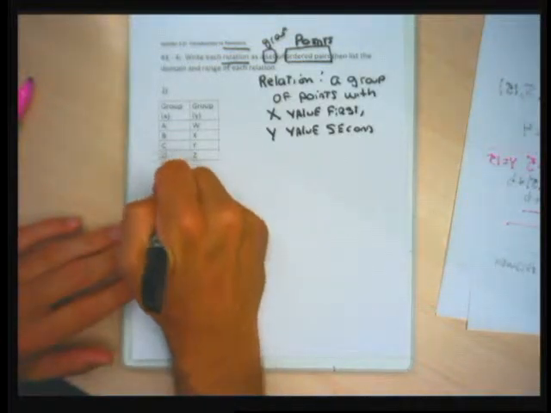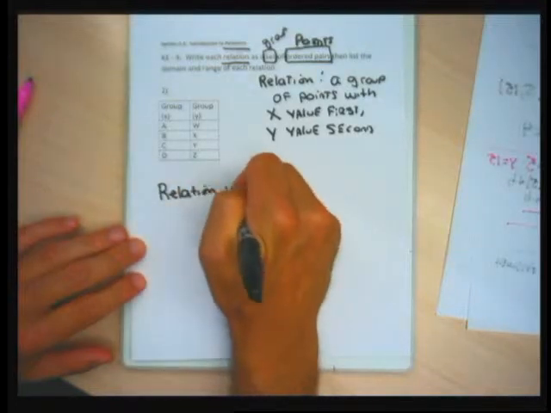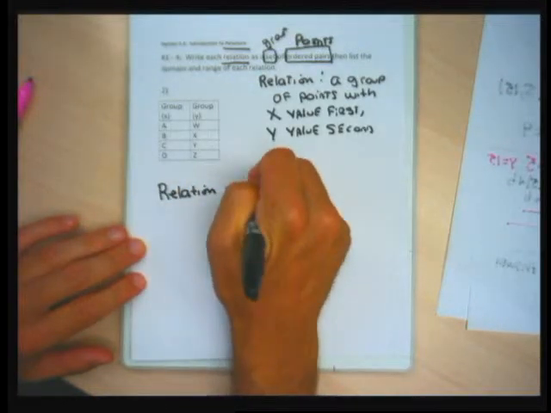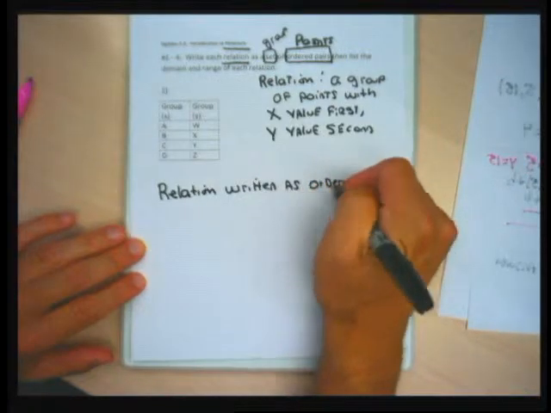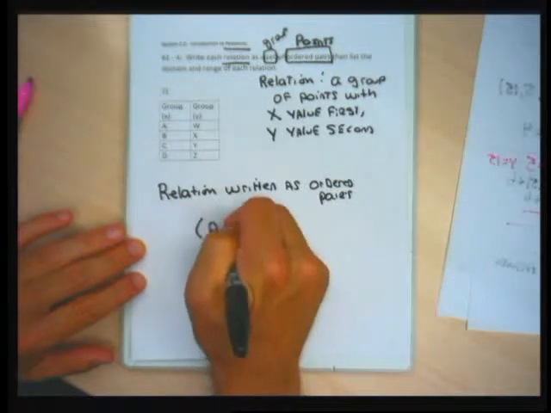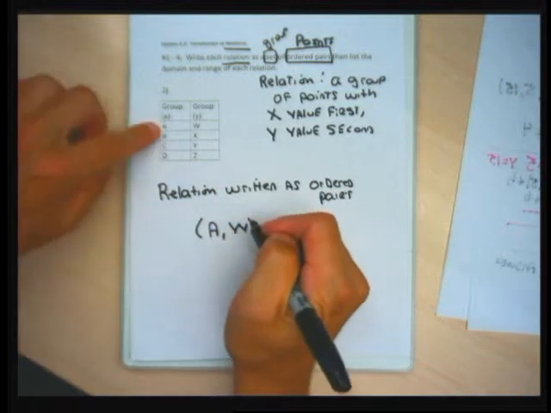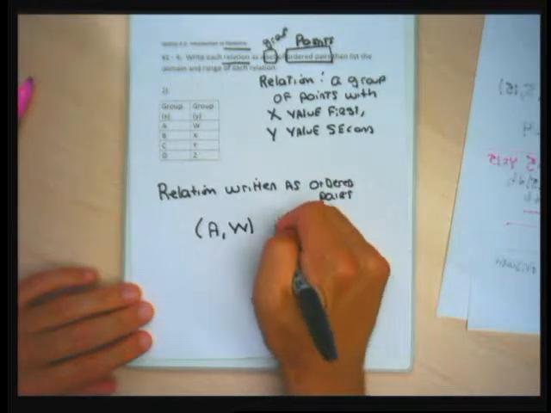This is the relation written as ordered pairs or points. A gets paired with W because A in the x column gets paired with the W in the y column.